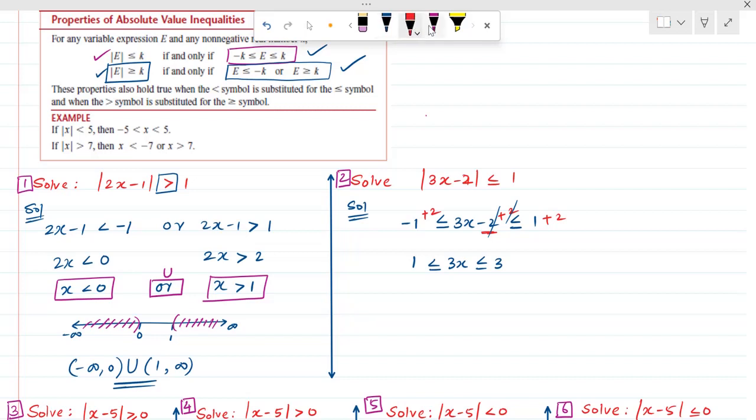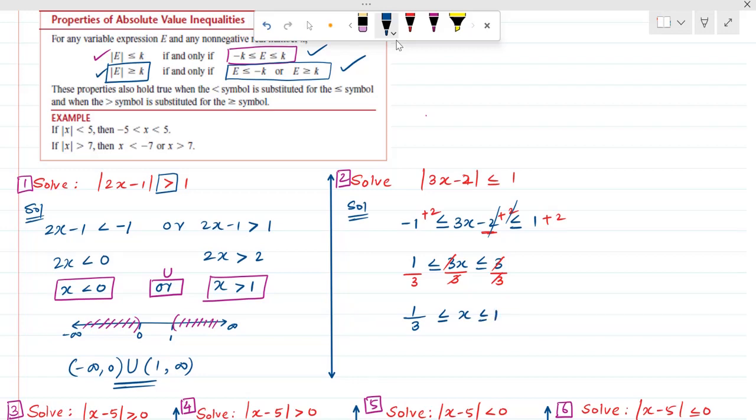Now the next thing, I need only the x. I don't want the 3, so I will divide by positive 3. If I divide by positive 3, there will be no change in the inequality. If you divide by a negative, the inequality will change. So here we will have 1 over 3 less than or equal to x less than or equal to 1.